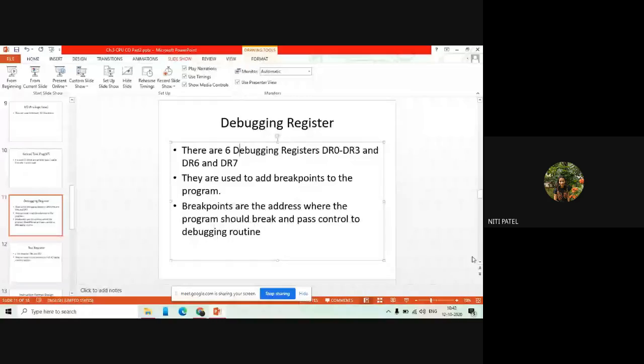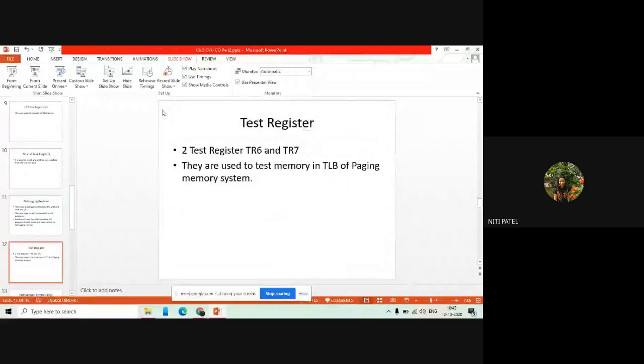Okay. Then next we have the test register. What is this test register? We have 2 test registers, which are TR6 and TR7. What is the function of this test register? They are used to test the memory. Which memory are they used to test? The paging memory. If you remember, 80386 has 2 memory management units, paging and segmentation, correct? So if I am using the paging concept, how will my memory be tested? My memory will be tested by using these 2 test registers, TR6 and TR7.